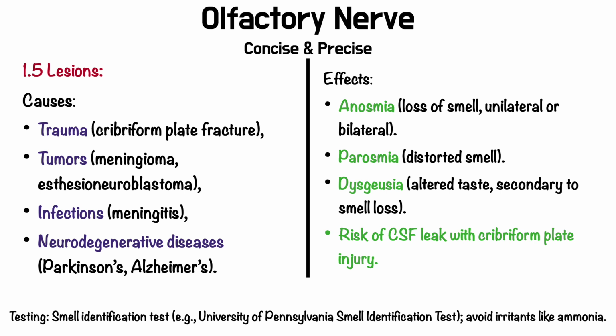And neurodegenerative diseases like Parkinson's and Alzheimer's affect the olfactory cortex like piriform cortex, and that is when the smell sense is not able to be decoded. Even if your sensory nervous system smells and senses things, your brain cannot interpret in neurodegenerative diseases. The effects are anosmia, as in loss of smell, unilateral or bilateral, and parosmia, that is distorted smell, and dysgeusia, that is altered taste secondary to smell loss, right? And there is a risk of CSF, that is cerebrospinal fluid leakage, with cribriform plate injury.